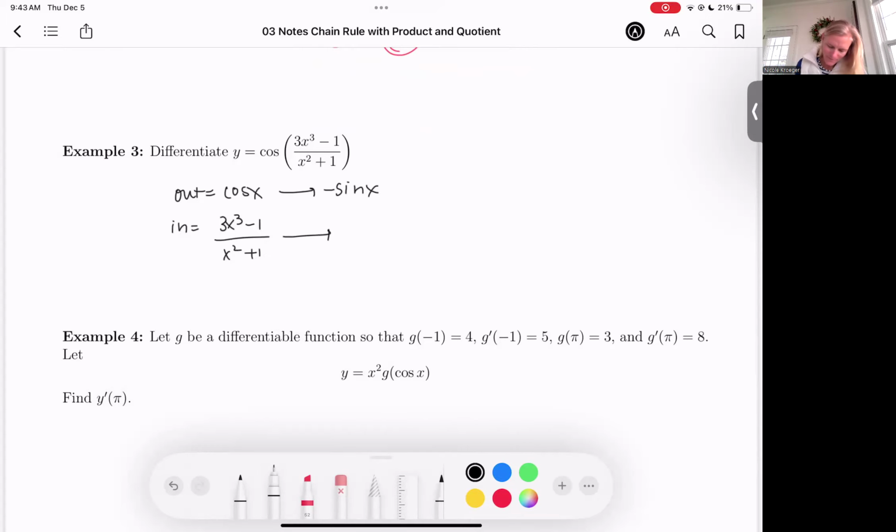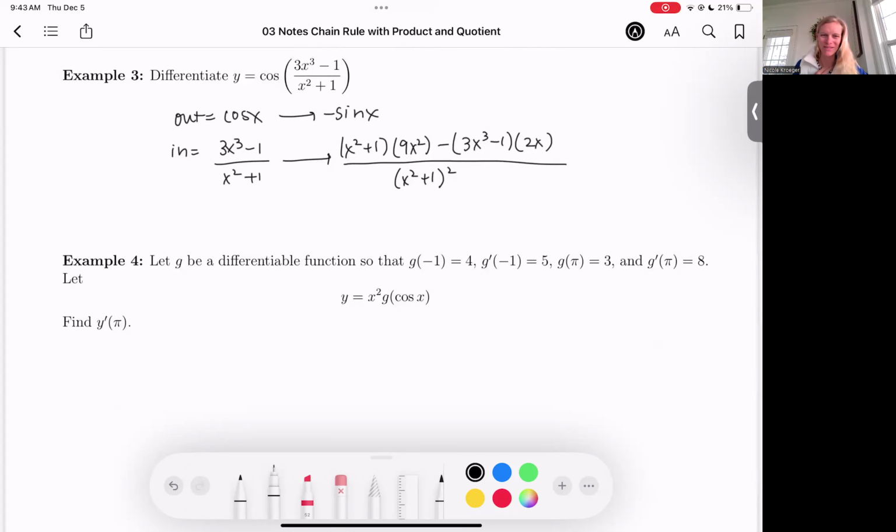Whoopsie. So I have low d high, so x squared plus 1 d high will give me 9x squared, minus high, d low will give me 2x all over low squared. Okay, this is going to be fun. We could probably simplify that quotient rule piece a little bit. Yeah, let's go ahead and do it just to make our lives a little bit easier.